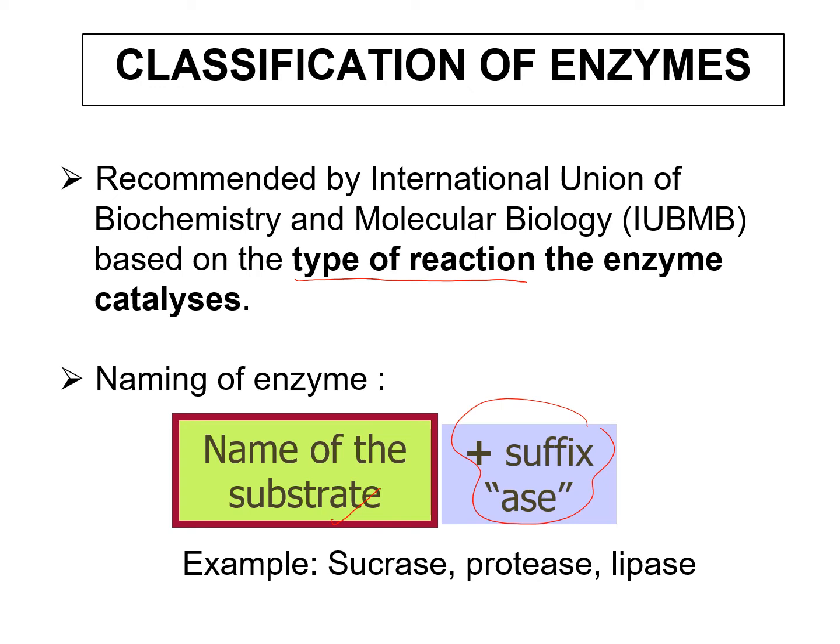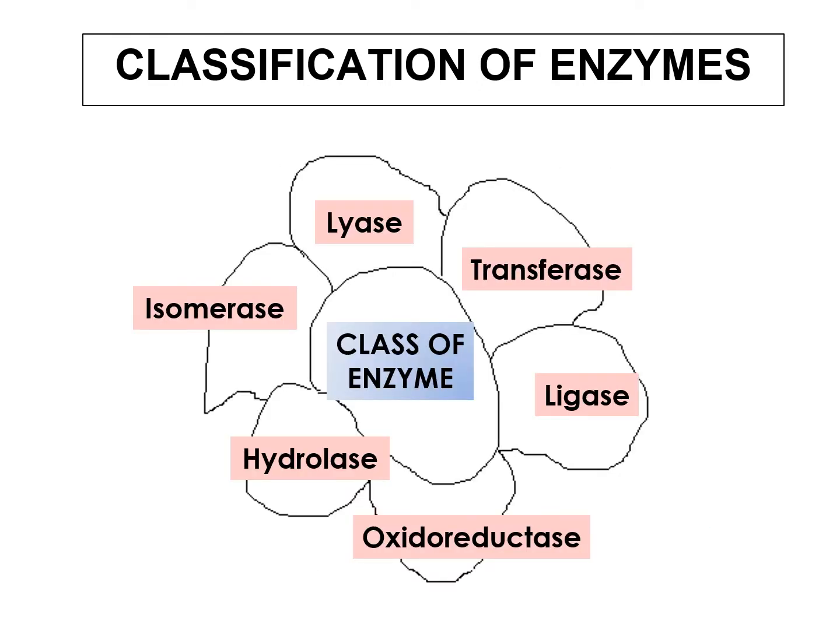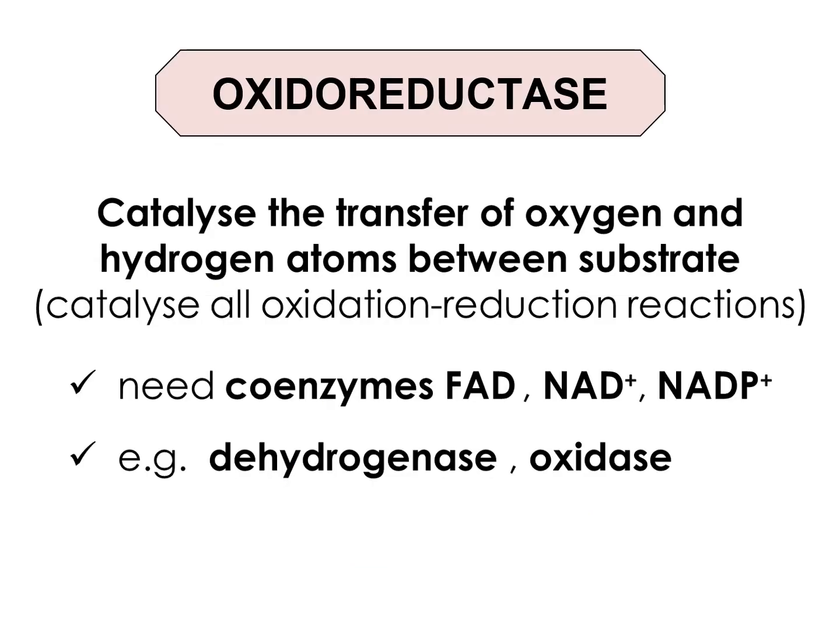For example, sucrase, meaning the substrate is sucrose and then ASE. So sucrase. Protease means enzyme that acts on protein. Lipase is the enzyme that acts on lipid. There are 6 classes of enzymes. We have lyase, transferase, ligase, oxidoreductase, hydrolase, and isomerase.